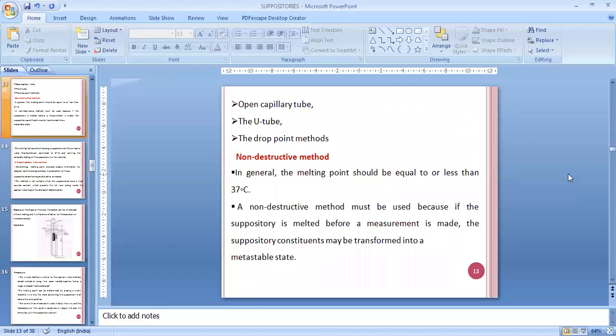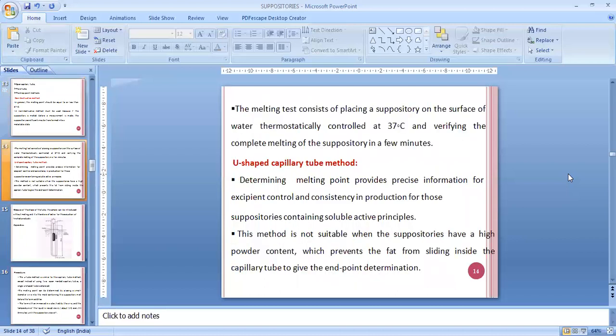A non-destructive method must be used because if the suppository is melted before a measurement is made, the suppository constituents may be transferred into a metastable state. Hence the melting test consists of placing a suppository on the surface of water thermostatically controlled at 37 degrees centigrade and verifying the complete melting of the suppository in a few minutes.